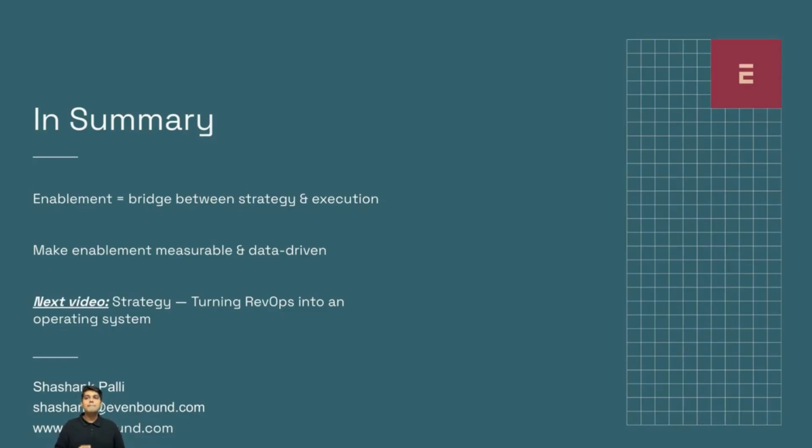Action number two, measure your current ramp time and identify skill gaps. How long does it take for new hires to become productive? Where are your current team skill gaps? You need to know your baseline before you can improve it.